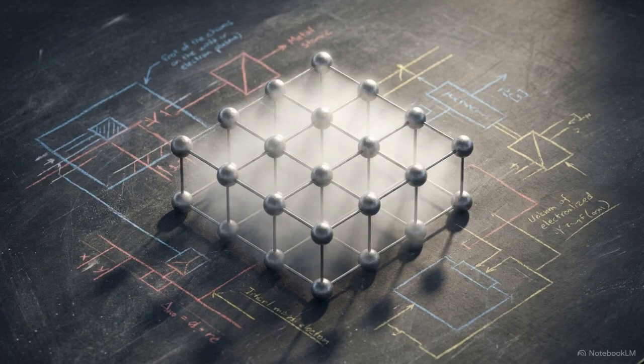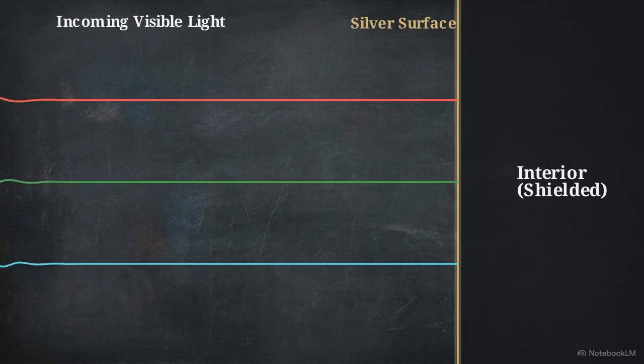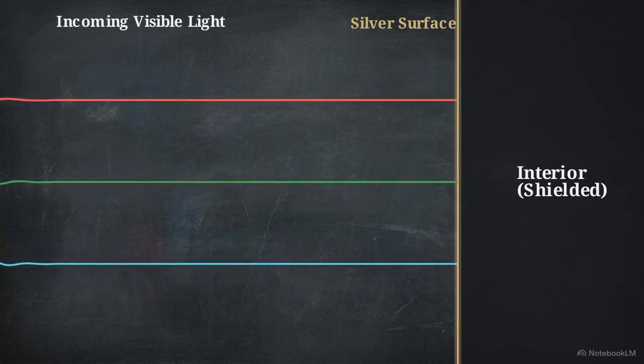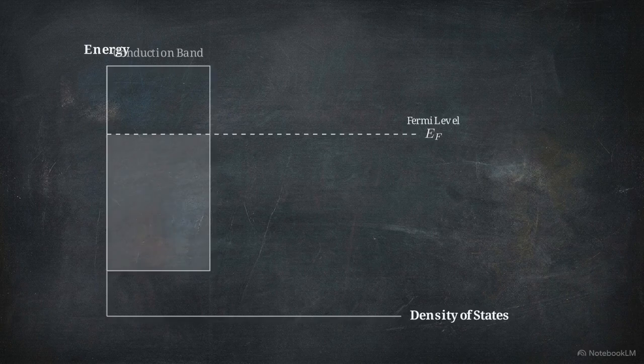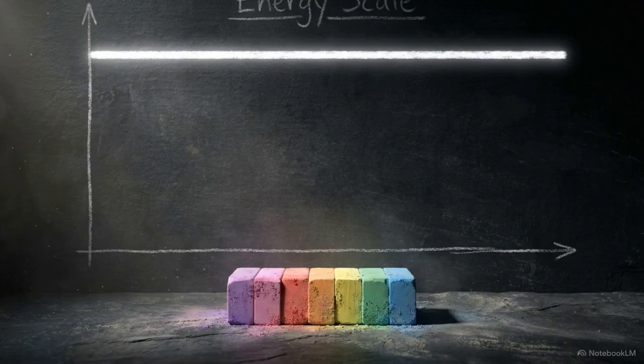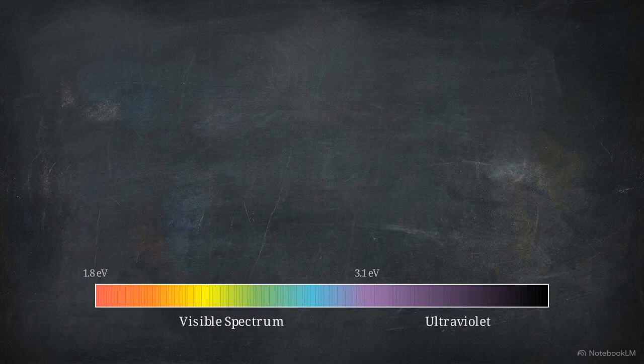In the delocalized conduction band, silver's electrons act like a plasma, shielding the interior by reflecting incoming electromagnetic waves. Silver's filled 4d-derived bands sit extremely deep, far below the empty conduction states. This creates an energy gap of roughly 3.8 to 4.0 electron volts. 4.0 electron volts is a high threshold. It places the energy required for a transition deep into the ultraviolet spectrum.